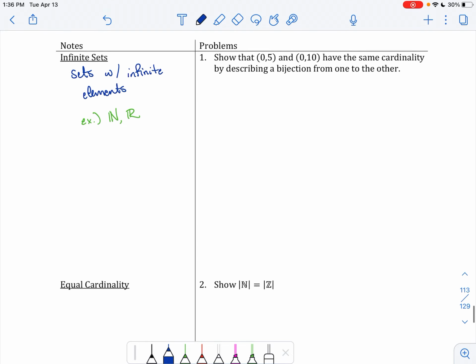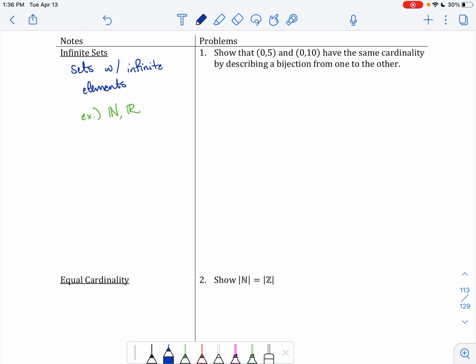Now, when we say that infinite sets have equal cardinality, what that means is that two sets have equal cardinality when you can write a bijection between them. So this is where the idea of this ties in.